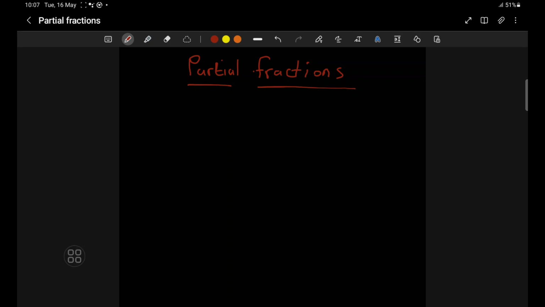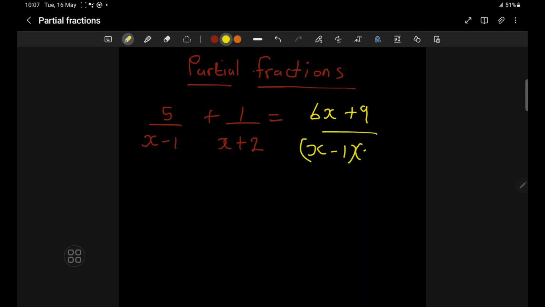So for this class we'll be looking at partial fractions. If I was to give you a problem of this nature, let's say 5 over x minus 1, add this with 1 over x plus 2, the final solution for this will be 6x plus 9 over x minus 1 and x plus 2.